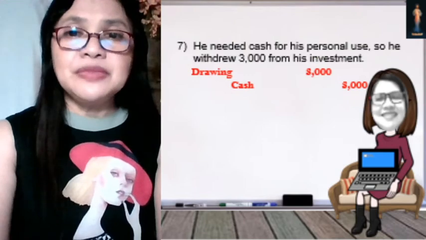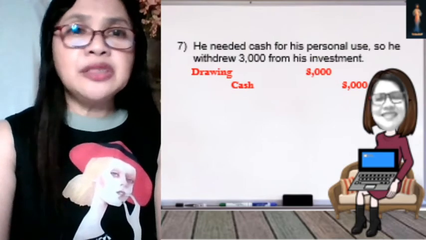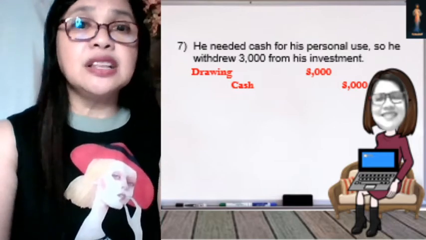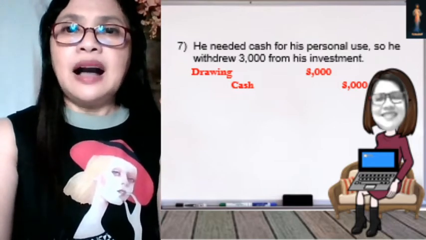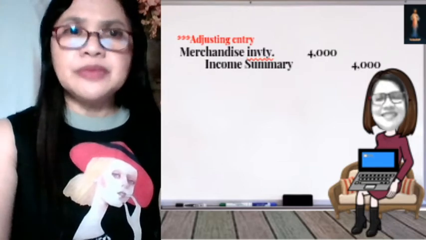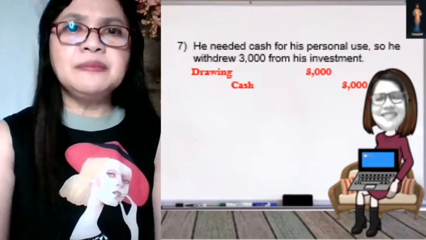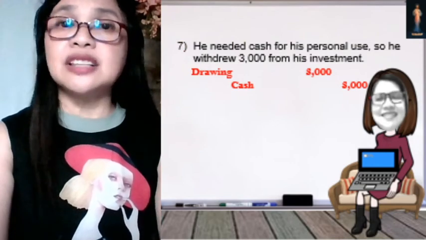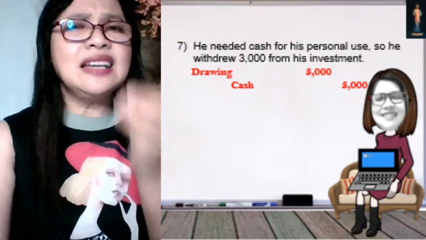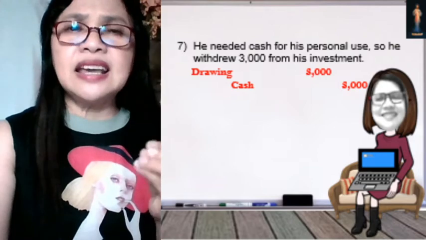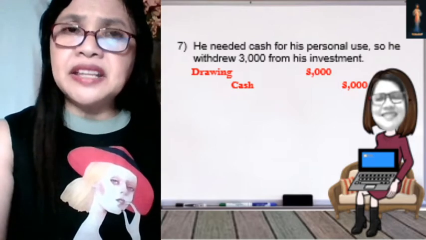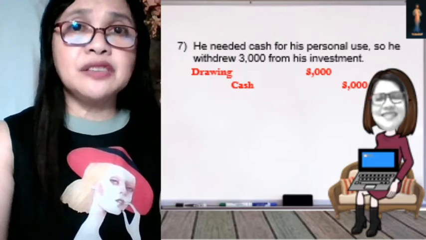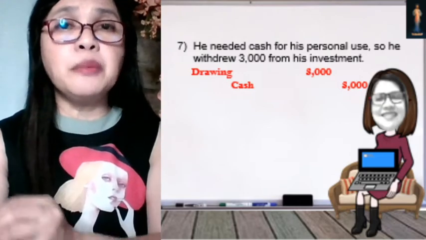Number seven, he withdrew 3,000 for his personal use. Again, we are still in number seven. He needed cash for his personal use, so he withdrew 3,000 from his investment. May I ask you what is again the normal balance of equity, or the investment of the owner? Credit, in the form of equity.